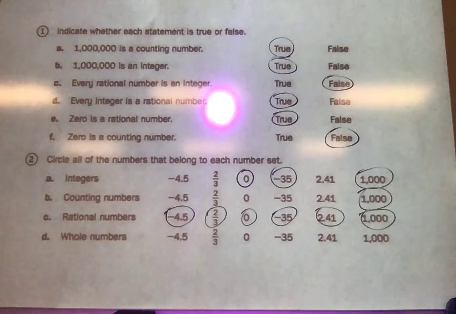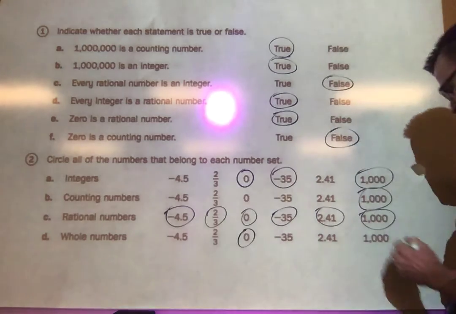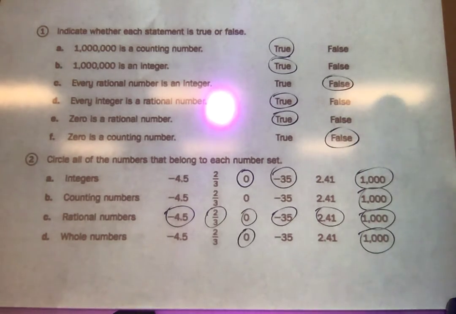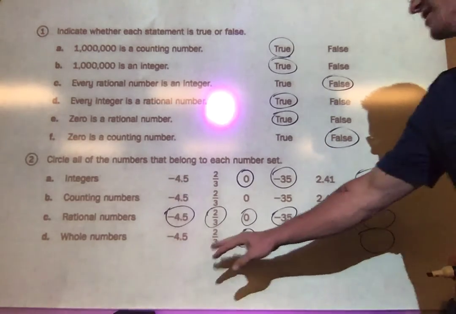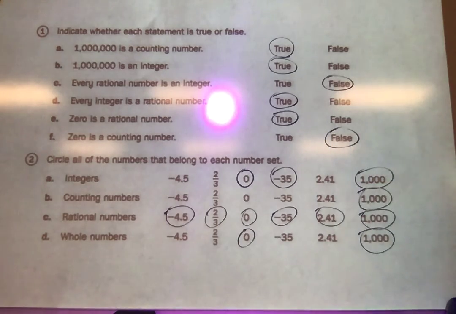And whole numbers are any counting numbers including 0, and in this case we have 0 here, and 1,000 is a counting number, so that would work. The others are rational numbers or integers, but they're not whole numbers. So there's a lot to remember, definitions here on some of these and what these mean, but here are the answers to this exit slip.